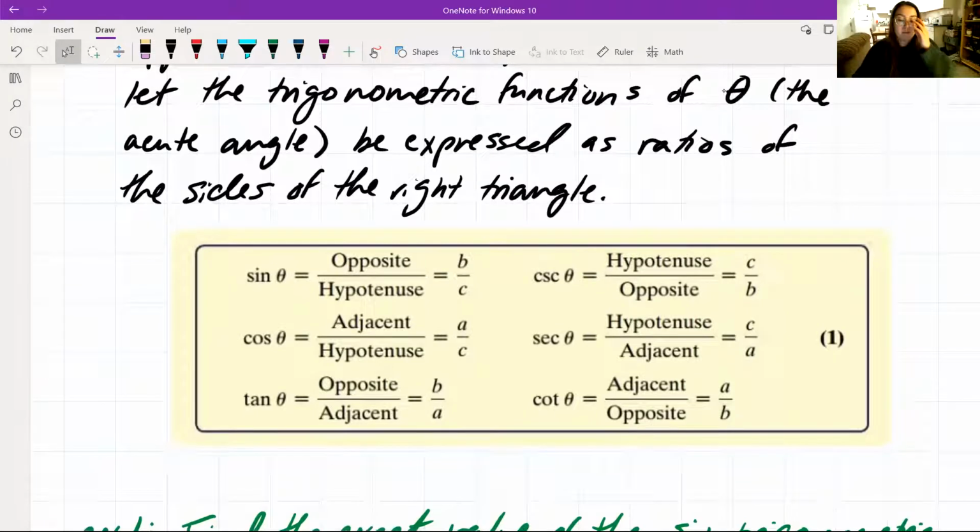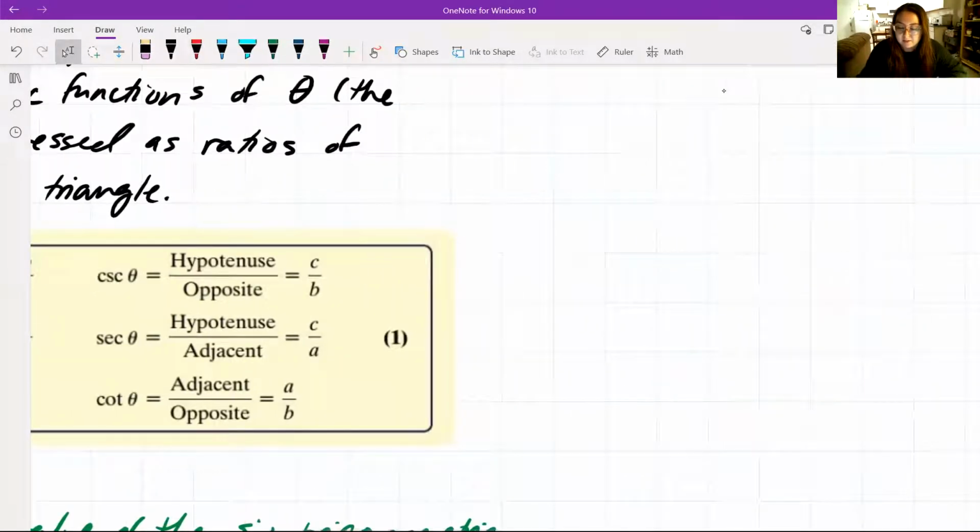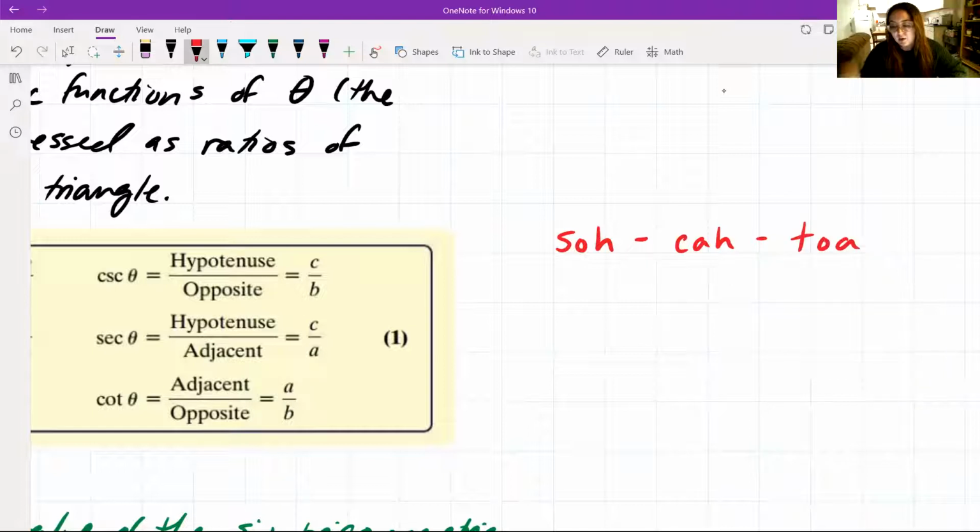Another way that we can remember which goes with which is a saying that you might have heard of before, which is remembering SOHCAHTOA. So let's write this over to the side. It's SOHCAHTOA, and we write SOHCAHTOA to remember that when we have sine, it's going to be opposite over hypotenuse.